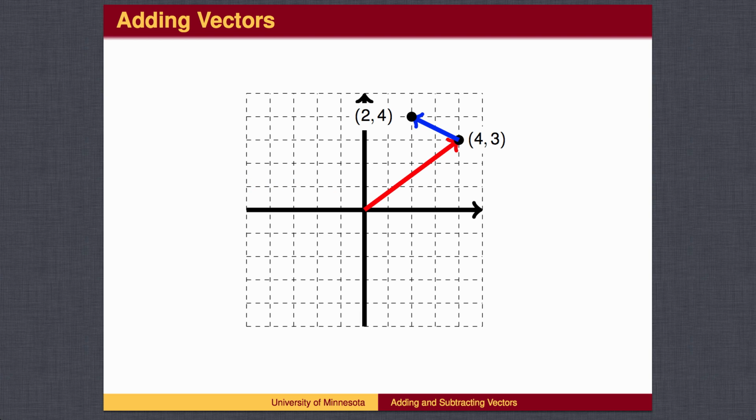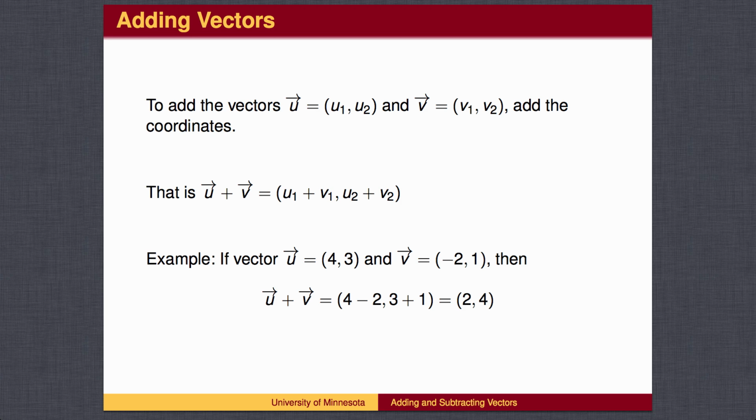Geometrically, we can see the answer by moving the blue vector so that it starts where the red vector ends. If we go 2 left and 1 up from the point (4, 3), we wind up at the point (2, 4). We can think of this as the definition of vector addition. When we add the blue vector to the red vector, we get the black vector as the answer. The black vector represents the combined motion of the two individual components.